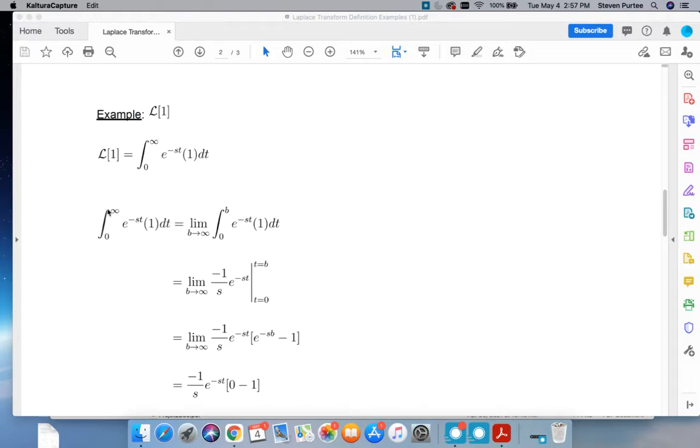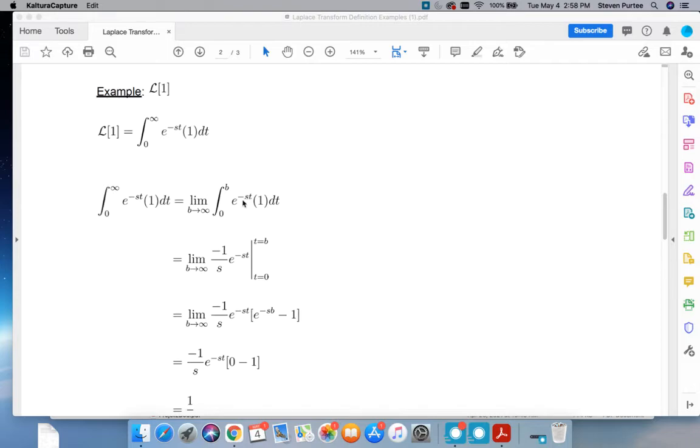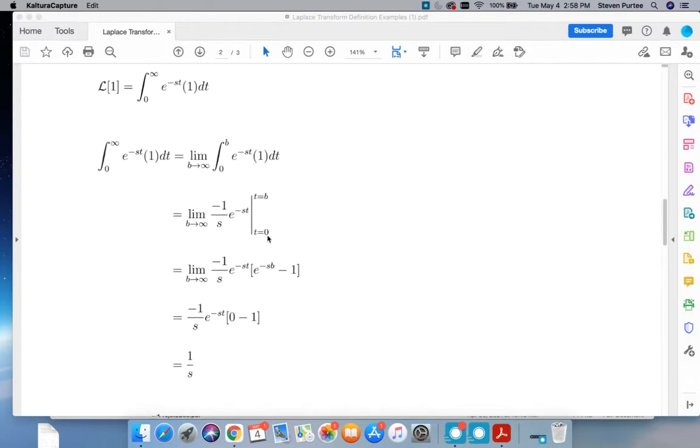So technically, when we have an infinity as our upper limit, we're supposed to put a b there and say the limit is b goes to infinity. And then we'll do this antiderivative, do this definite integral, then we'll take the limit as b goes to infinity. So of course, the antiderivative of e to the negative st is negative 1 over s e to the negative st evaluated from t to b. So I've just plugged in my limits here, top minus bottom. Now we take the limit as b goes to infinity.